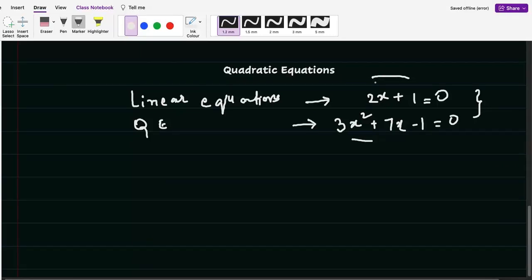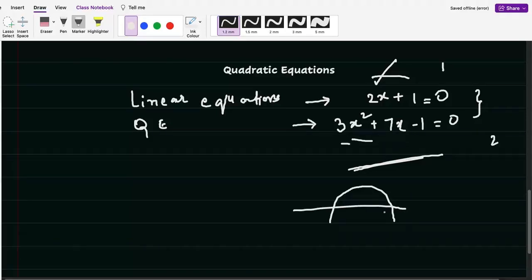And one more thing, linear equations have the highest power of the variable as 1, whereas in quadratic equations we have the highest power as 2. So this is one more difference, and the basic difference is that linear equations are used for representing straight lines, whereas quadratic equations are used for curves or parabolas. Got it? So this is a graph. Whenever you draw a graph of a quadratic equation, you will get curves, whereas whenever you draw a graph of a linear equation, you will get a straight line.